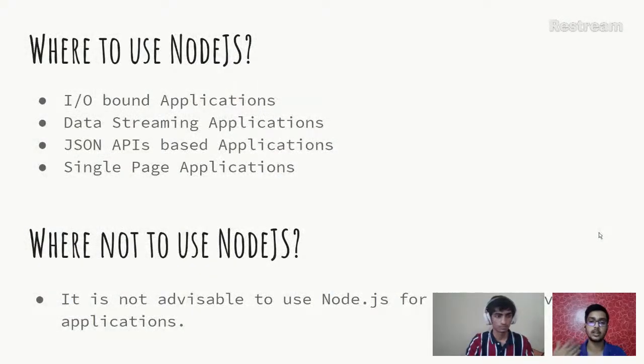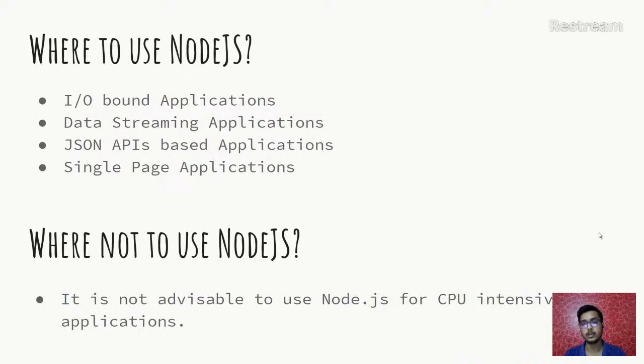Okay, so now let's see the companies using Node.js. So the companies are eBay, General Electric, Netflix, and so on. Okay, now let's see where to use Node.js. So we can use Node.js in I/O bound applications, which are input-output bound applications. So the application can read or write files from the disk. Then second, we have data streaming applications like Netflix.